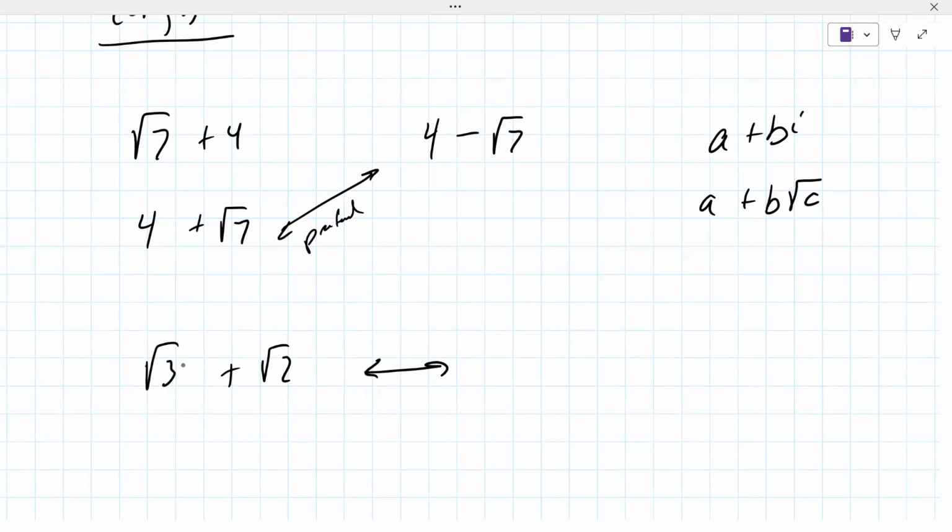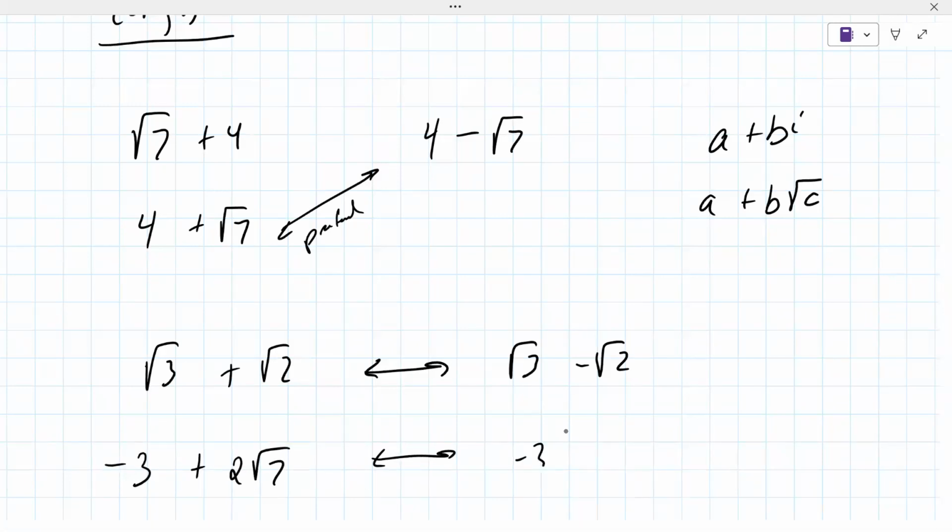√3 minus √2. Very good. What if it's -3 plus 2√7? What would the conjugate be? -3 minus 2√7. Exactly. Okay, so you got it down now.